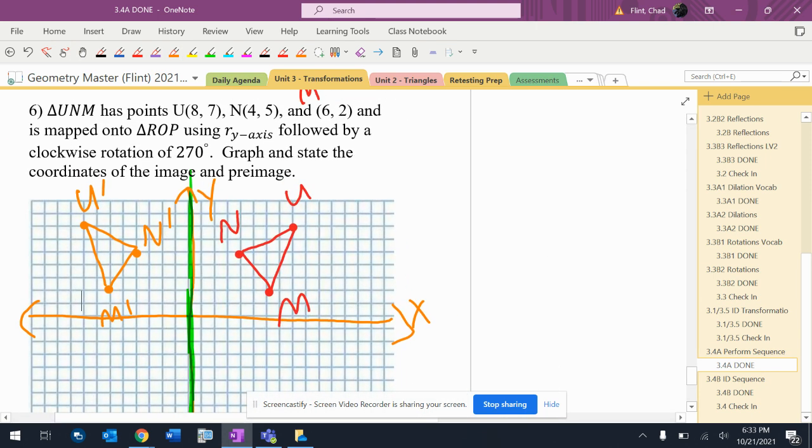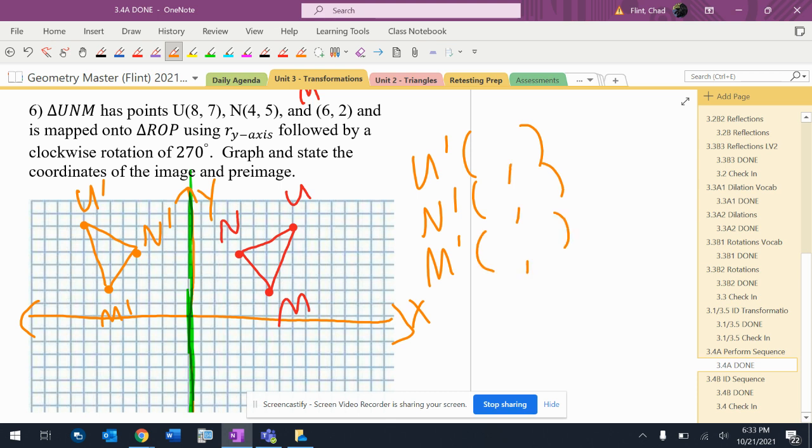It doesn't say state the coordinates, but again, I always do this no matter what. U is negative 8, 7. N is negative 4, 5, and M is negative 6, 2.